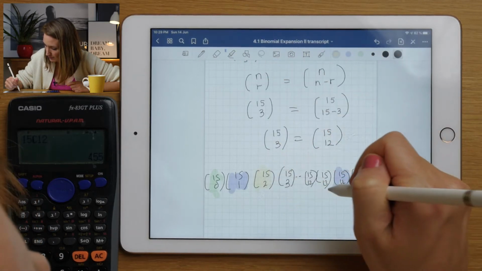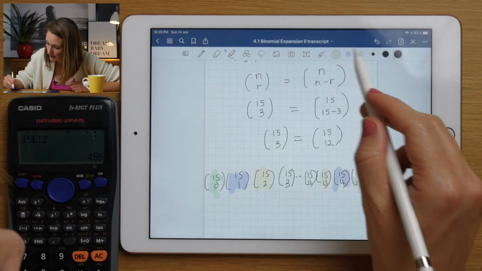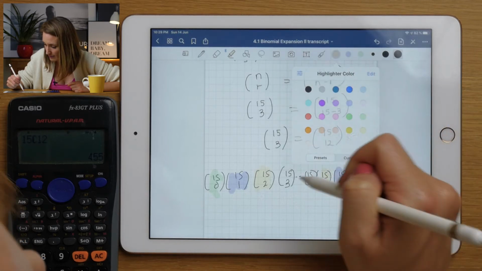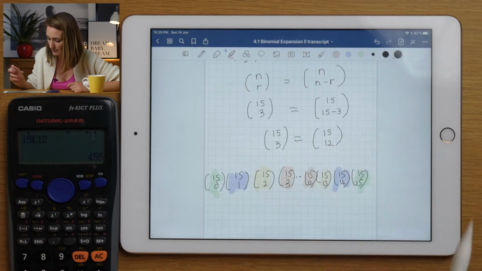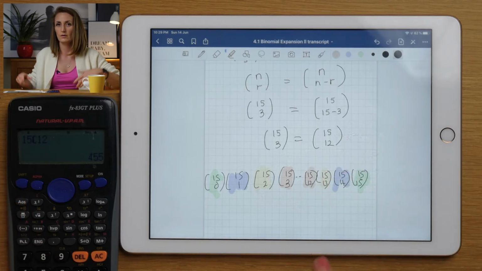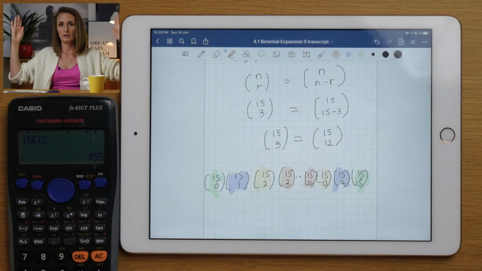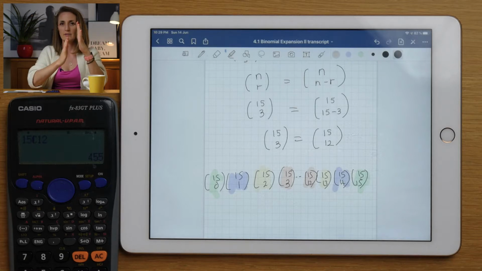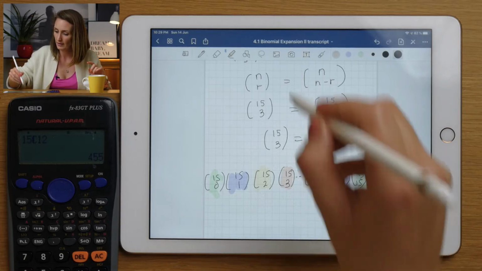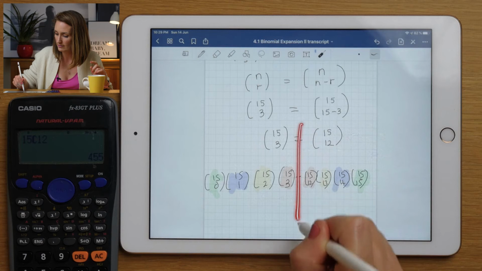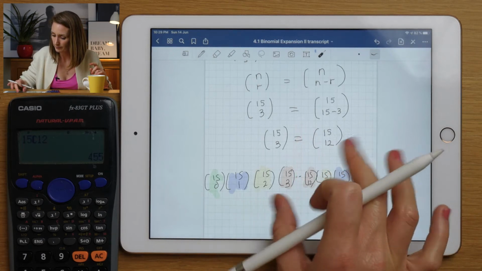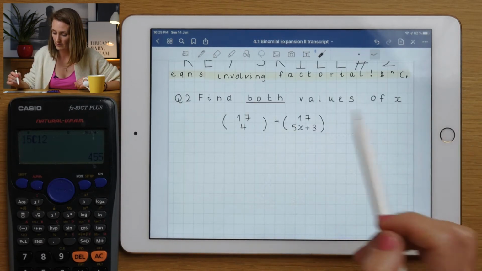So 15 choose 2 will give you the same answer as that. We need another color. Let's go for orange. That one would give you the same answer as that one. Okay, so the pairs as you're moving in, think about it as symmetric. You can imagine this is a mirror line in the middle.